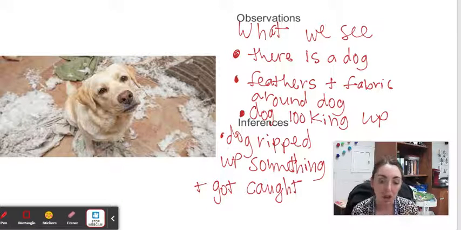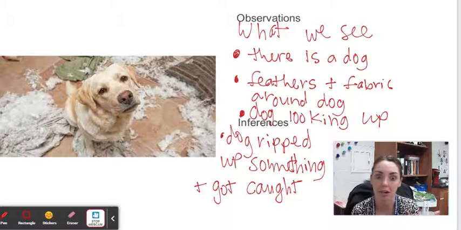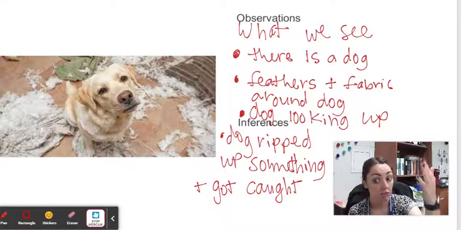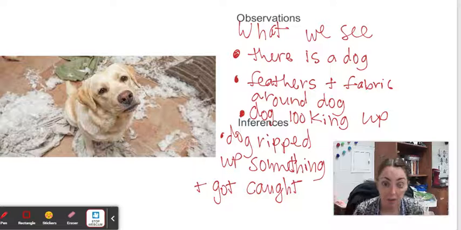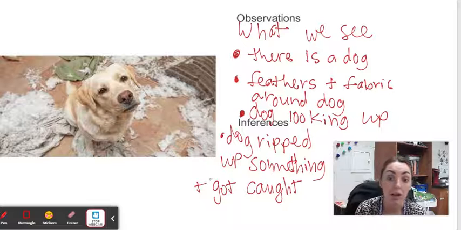And I don't know if he got caught because I can't see who he's looking at or what he's looking at. Again, maybe he's just looking at another dog. But because he's looking up, I'm going to infer he got caught by his human. So the things I see: there's a dog, feathers and fabric around the dog, and the dog is looking up. I haven't put anything together. And then my inference is what I think.